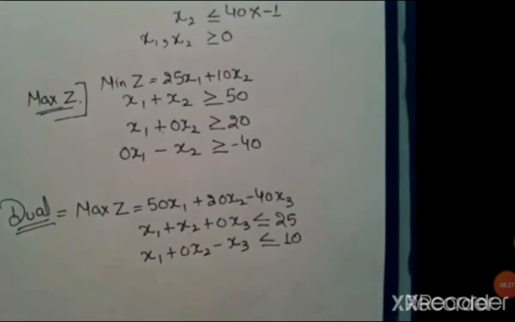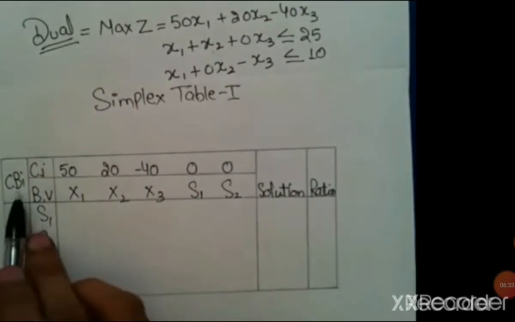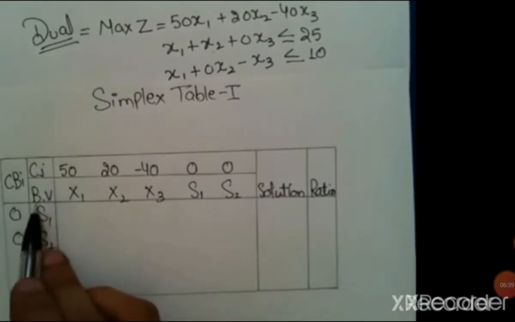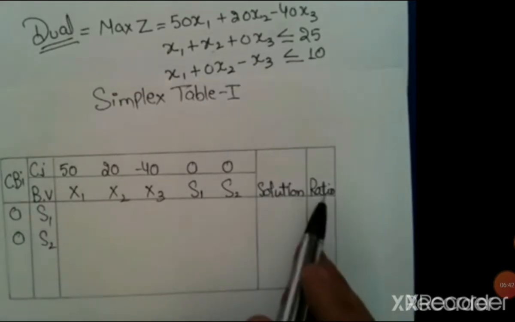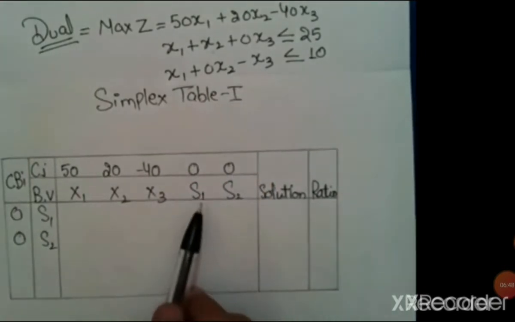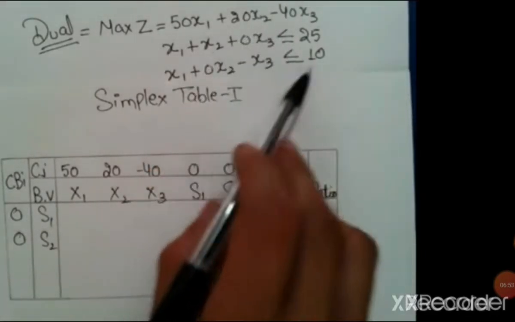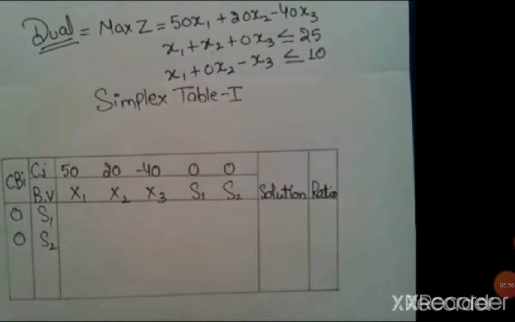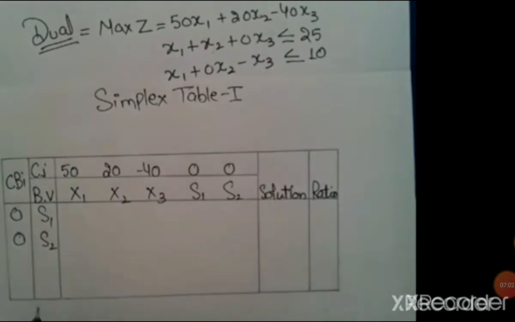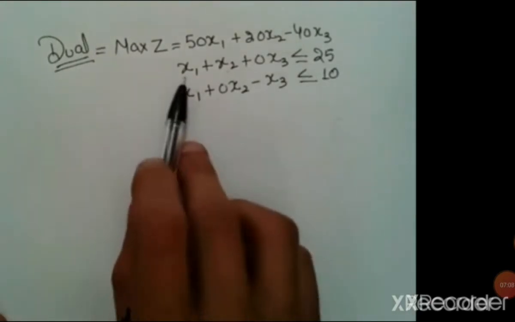Now let us solve this problem with the help of the simplex method. Write down the dual. Cj is the coefficient of the objective function, and the basic variables are given. Slack variables are added to equate the 25 and 10, and the coefficients of the slack variables are 0. Before that, we'll write it in standard format.